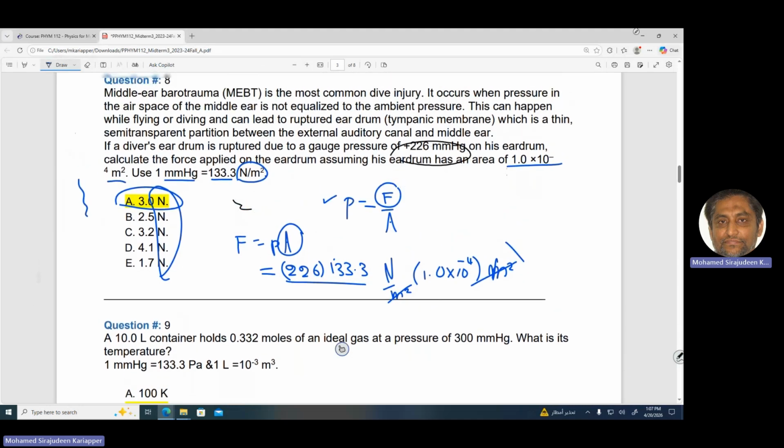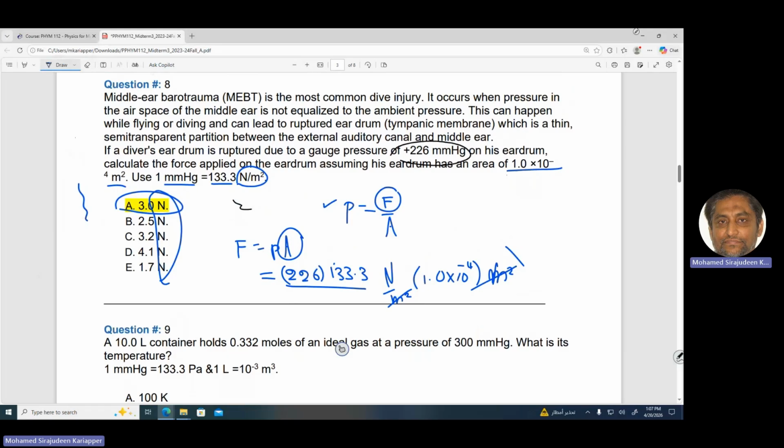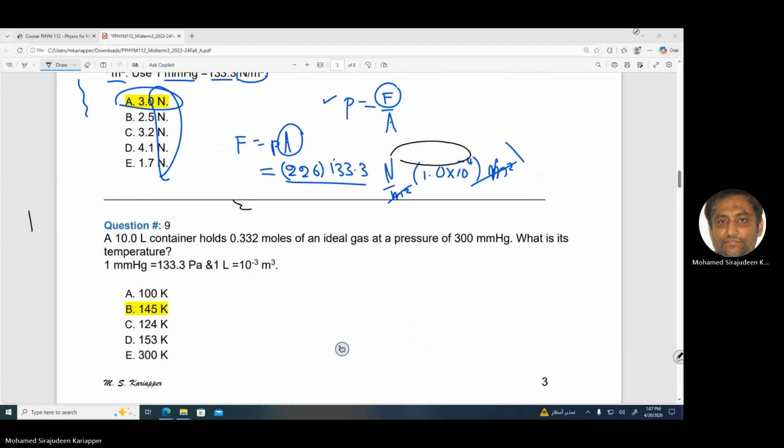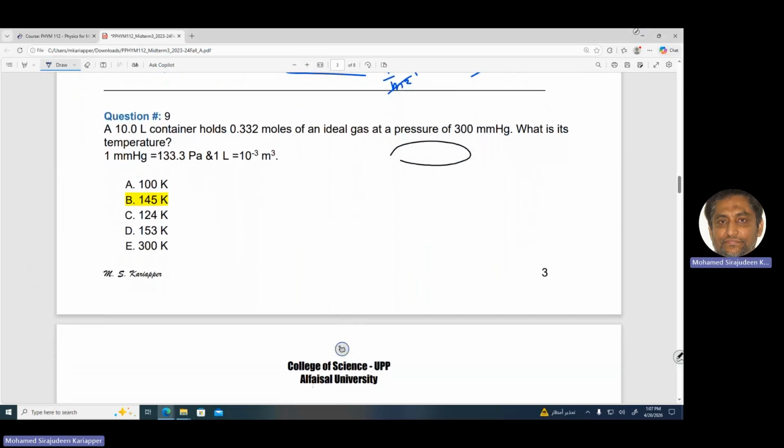So sometimes the question is about the eye pressure. Now this is the ear pressure. It can be anything else. Right. So let me get rid of this. Now we go to question number 9.